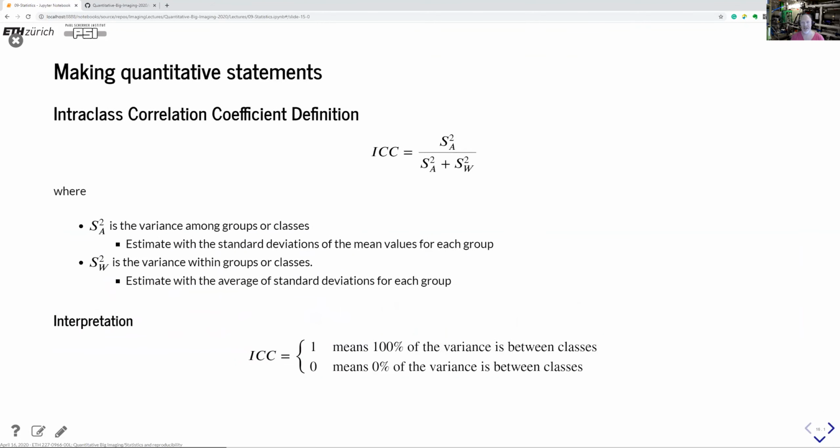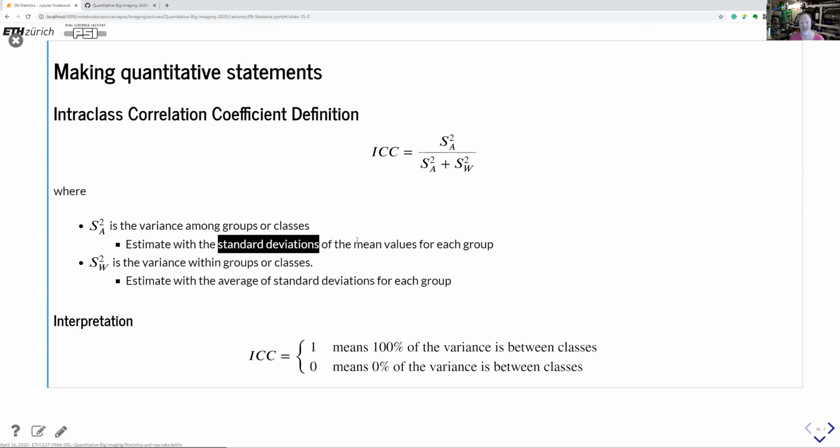And now I've only qualitatively talked about different similarities between the groups, but it can also be put into a metric. So the intra-class correlation coefficient is defined as the estimate of variance among the groups or classes, related to the variance within the groups or classes. You can see here that it's kind of a flipping of standard deviations. In this case, we have the standard deviation of the mean values of the groups, and the other one is the average of the standard deviations in each group.